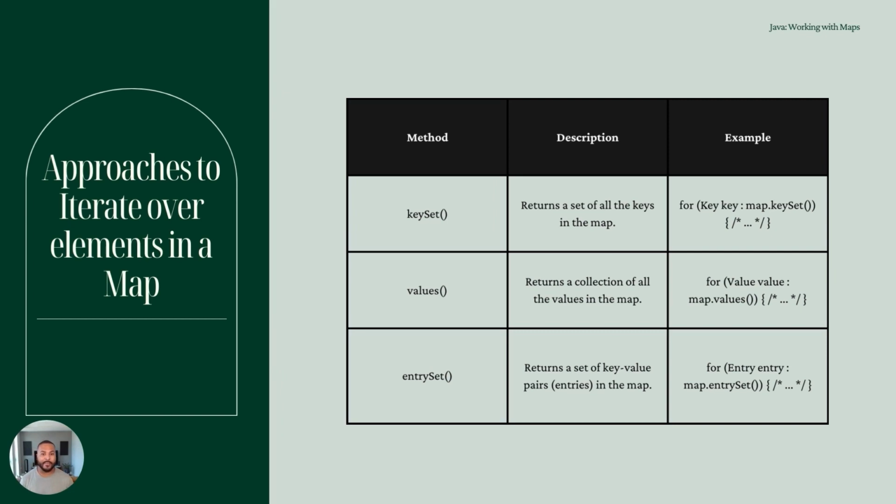And the entry set method offers a comprehensive approach to iterate over both keys and their corresponding values simultaneously. So by acquiring the entry set, a collection of key value pairs or entries, developers can effortlessly traverse through the entire map while accessing both keys and values in a cohesive manner. And this approach is particularly advantageous when requiring synchronized access to both elements for intricate data manipulation.